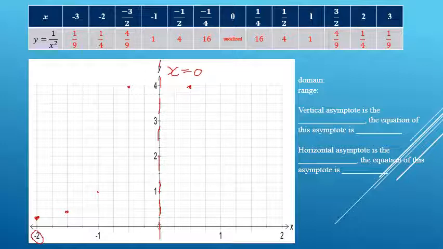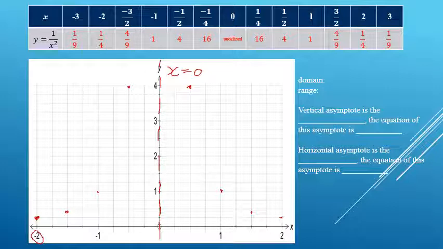When x is equal to 1, y is equal to 1, so I can plot that point there. When x is 1.5 or 3 on 2, y is 4/9, just a little bit less than a half, so about there would be appropriate. When x equals positive 2, y equals a quarter, so it's about there.